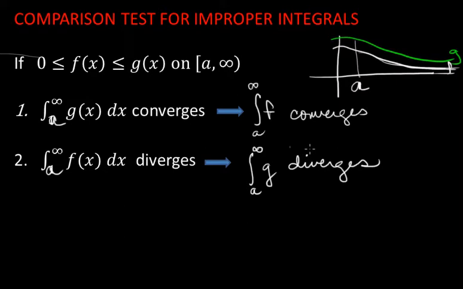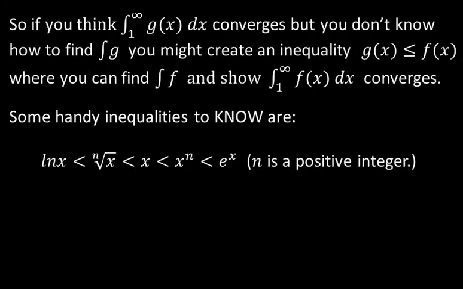Now, why would we need this? Well, because sometimes we don't know an antiderivative. We can't calculate that limit that we need to using the definition. So instead we can create an inequality and use the comparison test, or the comparison theorem here. So if we think that an improper integral converges, but we don't know how to find an antiderivative, then we might create an inequality and find a function above it that does converge. We would not know to what number it converged, but at least we could get that it converges.